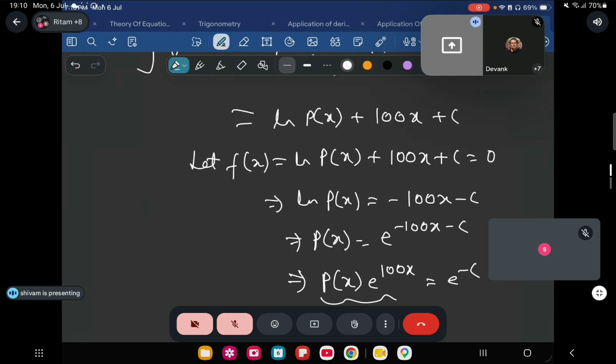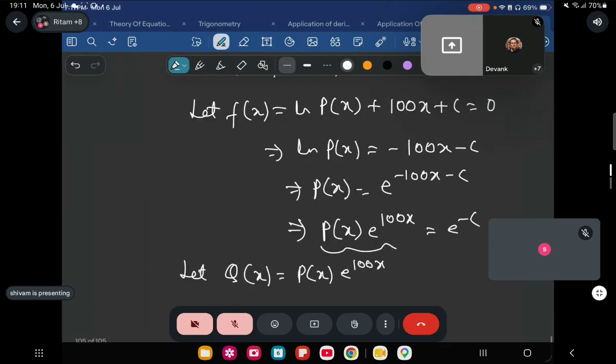So let q of x equal p of x into e to the power 100x. Now let us check everyone. Since a and b are the roots of p of x, p of a and p of b will be 0, right? What is q of a? q of a is equal to q of b is equal to 0.